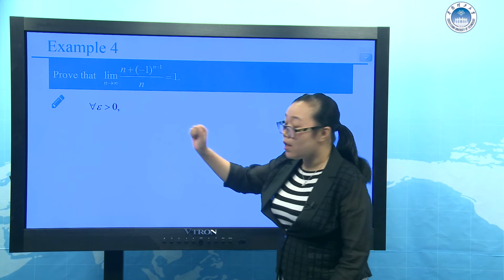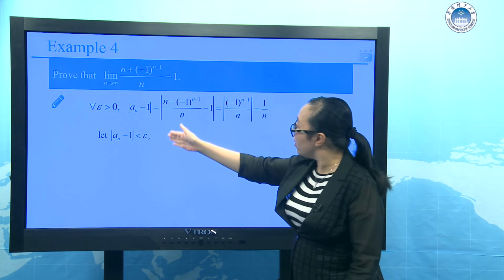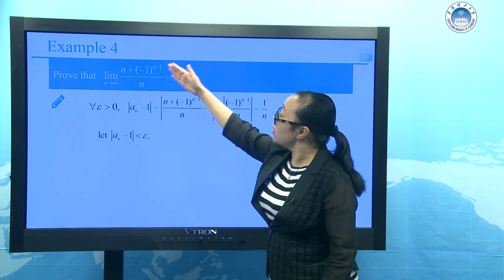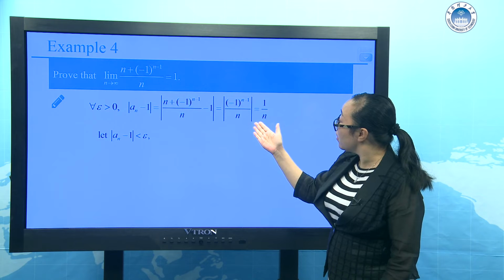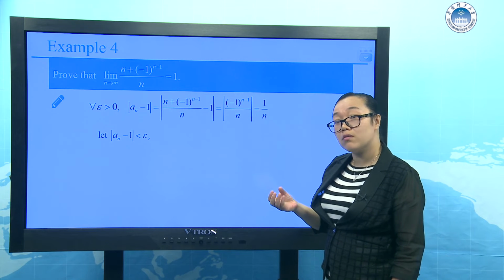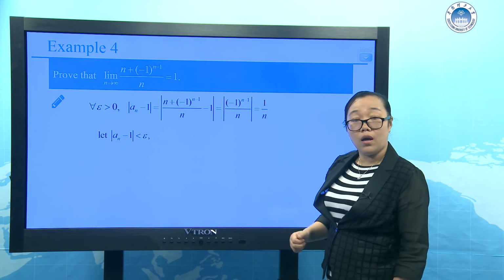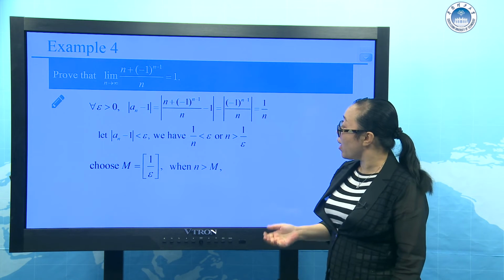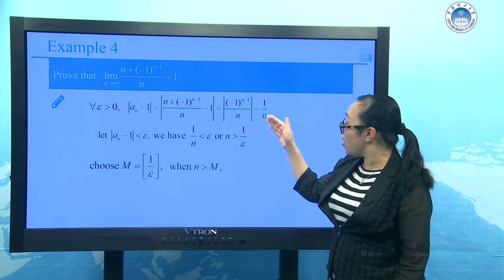For any epsilon greater than 0, we try to get the absolute value of a_n minus 1. What is our a_n? Copy a_n, copy capital L. Minus 1 equals this expression. Yes, minus 1 bracket, the power is n minus 1. We don't care about the values of n. Anyway, the absolute value equals 1 over n. In order for the absolute value of a_n minus 1 to be less than epsilon, we have 1 over n less than epsilon. This means n is greater than 1 over epsilon.